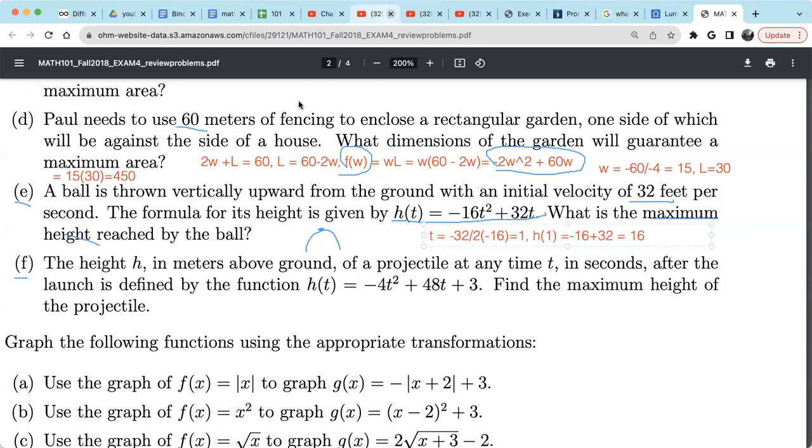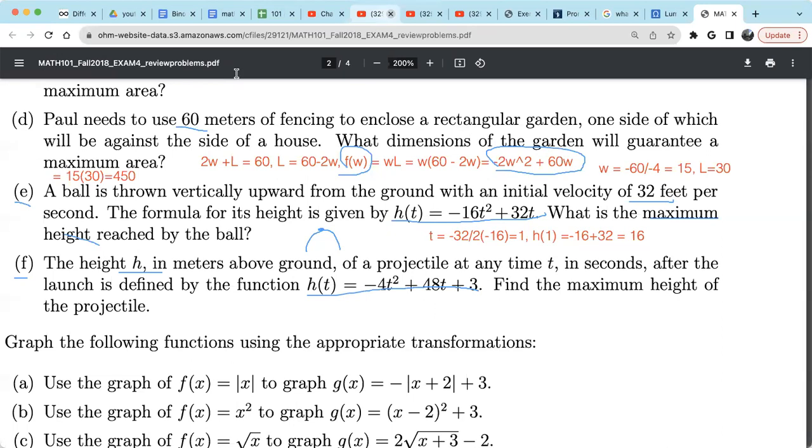Okay, let's see F. The height h in meters above ground of a projectile at any time t in seconds after the launch is defined by the function, a downward parabola again because the number before t squared is negative. Find the maximum height of the projectile. It has to be a downward parabola. Otherwise, we won't be able to find the maximum because the two branches keep going up or keep going down.